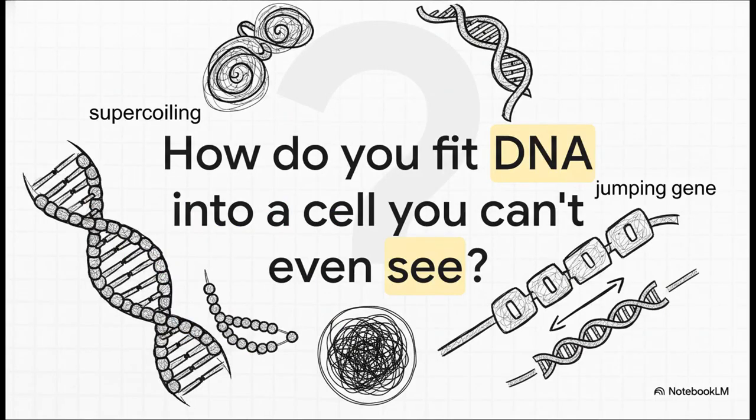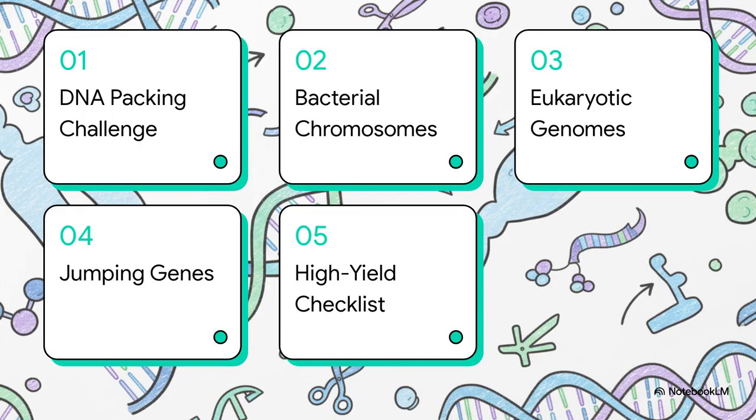I mean, seriously, just think about that for a second. 6 feet of DNA has to get crammed into a microscopic cell. It sounds completely impossible, right? Well, this single question is the ultimate challenge of genetics. And everything we're about to cover, from supercoiling to these crazy jumping genes, is nature's incredibly clever solution to this gigantic packaging problem.